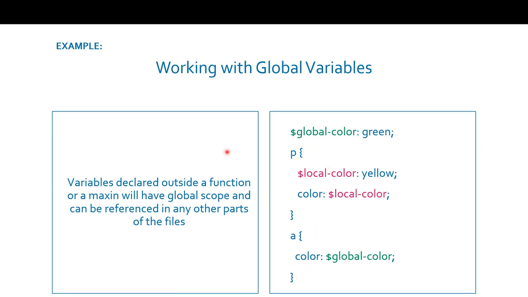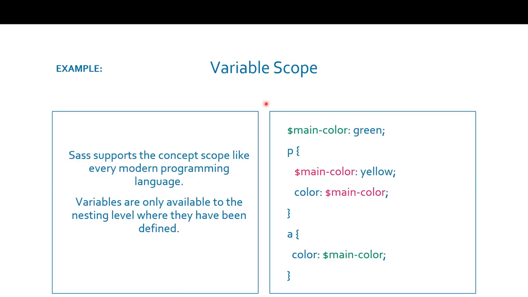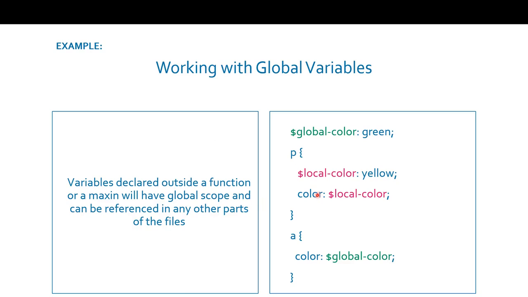Then we have a variable here. Any variable you define inside an object is known as a local variable. So we have global variables and local variables. Global variables are defined outside objects. Local variables are defined within objects. If you define a variable globally, every other object can access that variable. But if you define a variable locally, you can only access it within that object.